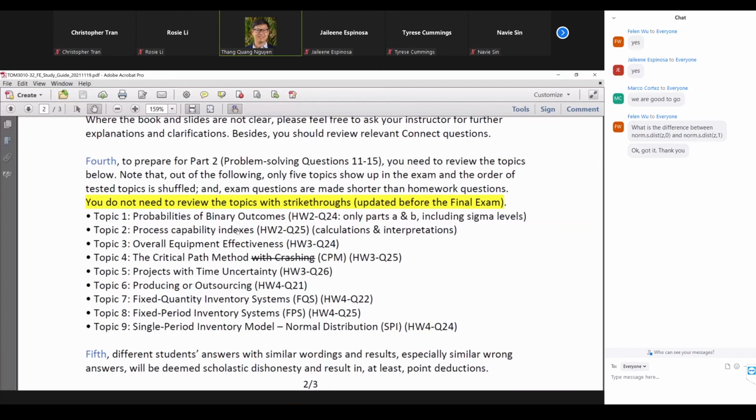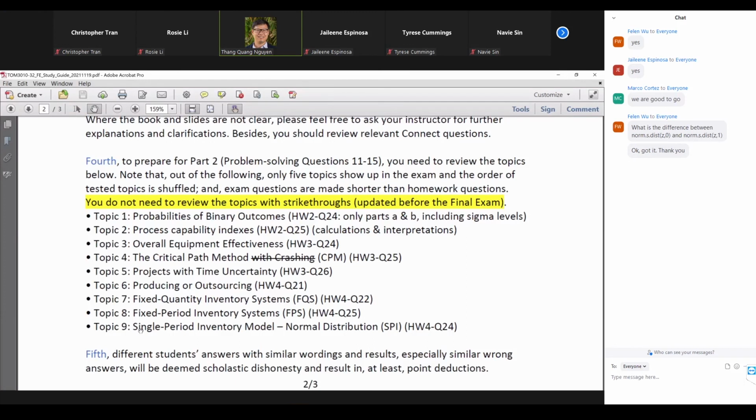Process capability indexes, the 4 indexes that we learned. The critical path method, that's question 25. The project with time uncertainty, question 26. I will grade these 2 questions for you soon so that we have some feedback on them, okay? Producing and outsourcing, that's an easy question. You just calculate the cost and compare which option is cheaper. Then we're going to go for the cheaper option, right?